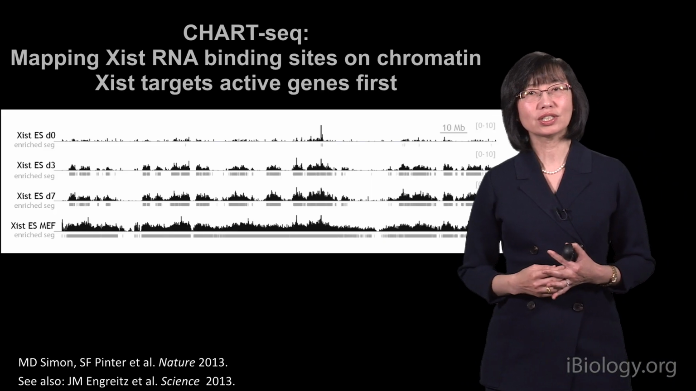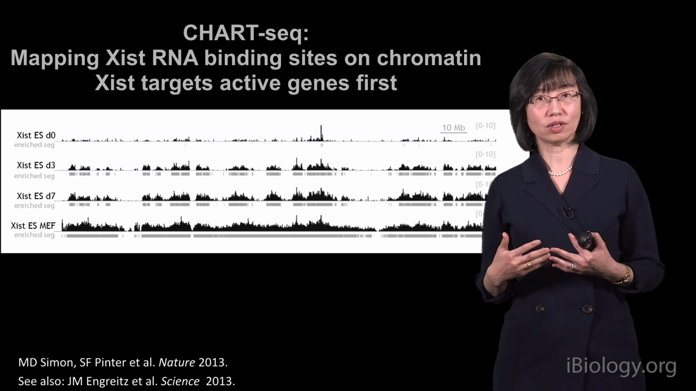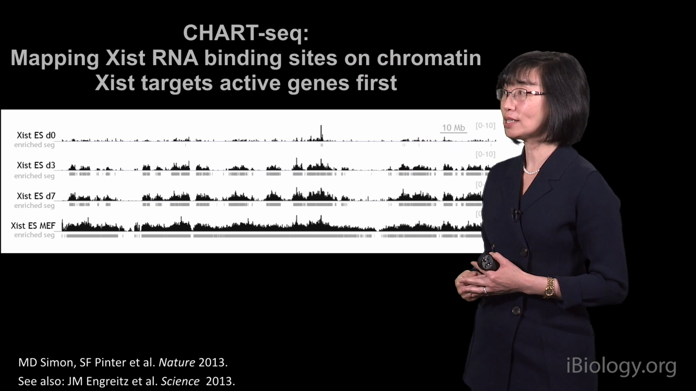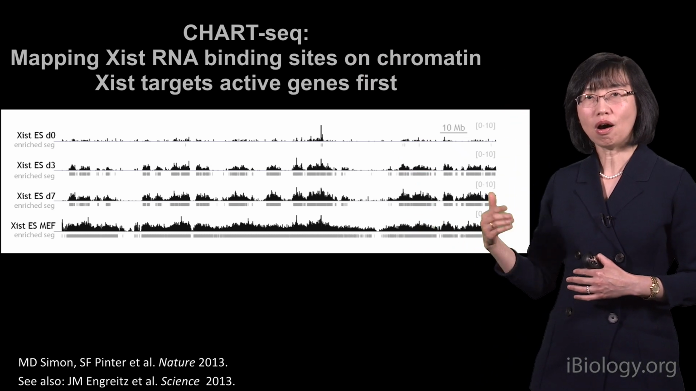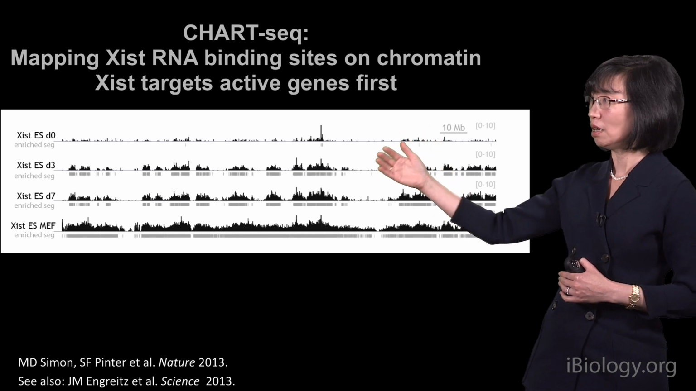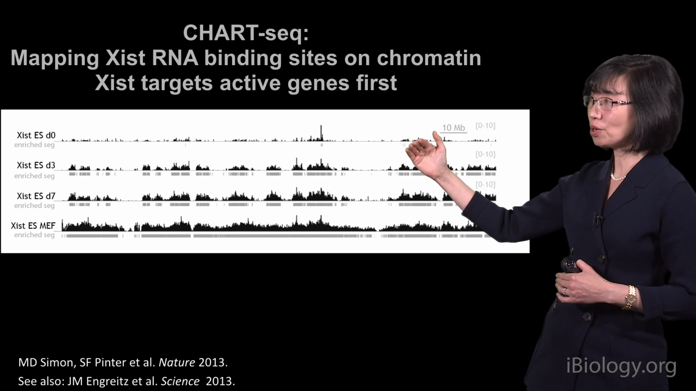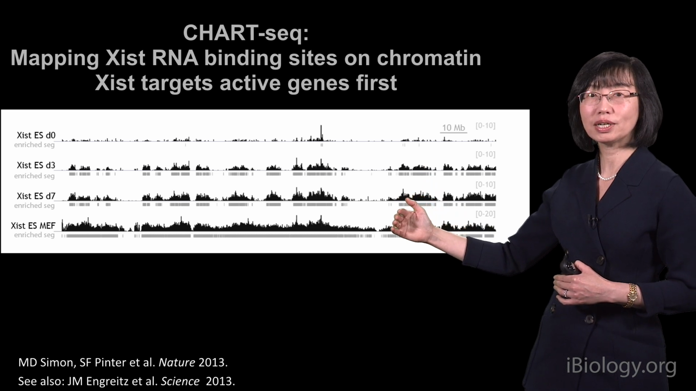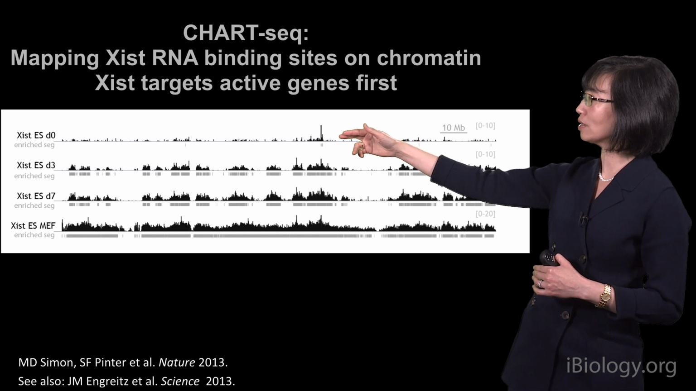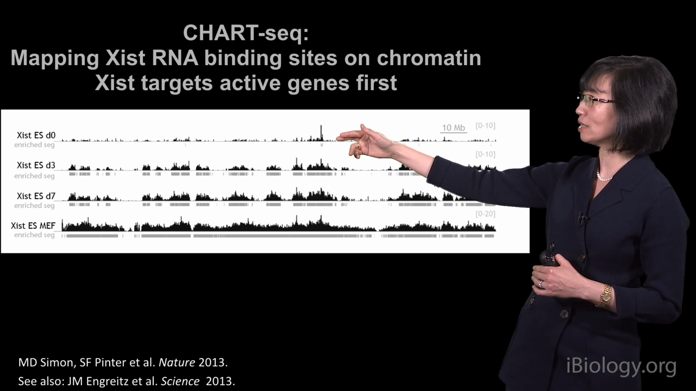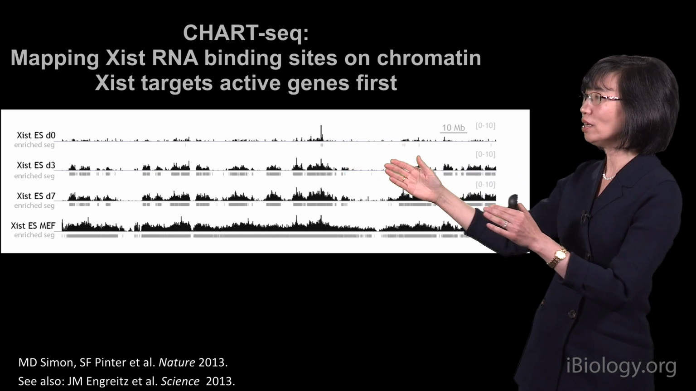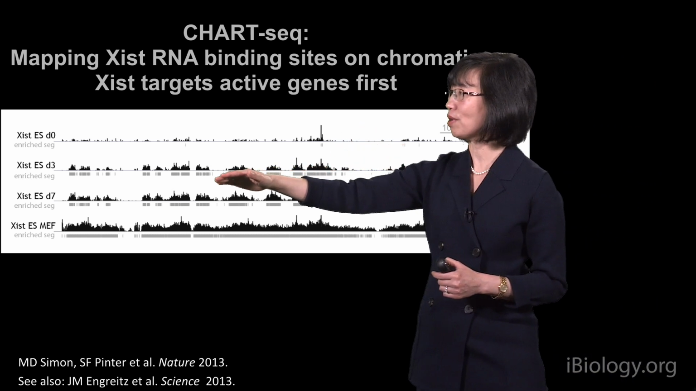So to get a better understanding of what's happening at the molecular level, we performed an epigenetic method called CHART-seq, and this allows us to map RNA binding sites on chromatin. In this case, we're interested in Xist RNA. So here I'm showing you a time course analysis of Xist binding during X inactivation. And in this top row here, you can see that Xist is initially expressed from the X inactivation center, and it's nucleating there. But then it's spread sort of all at once to the rest of the X chromosome.